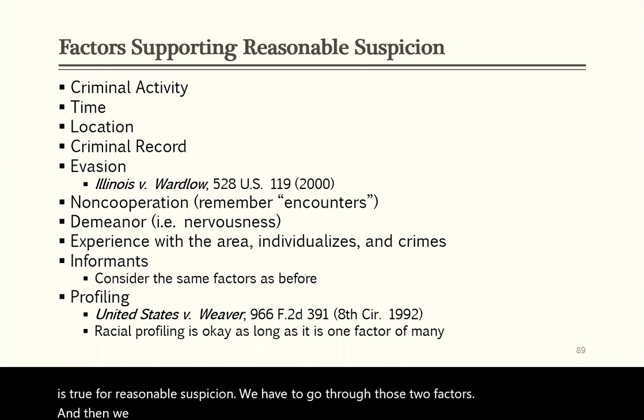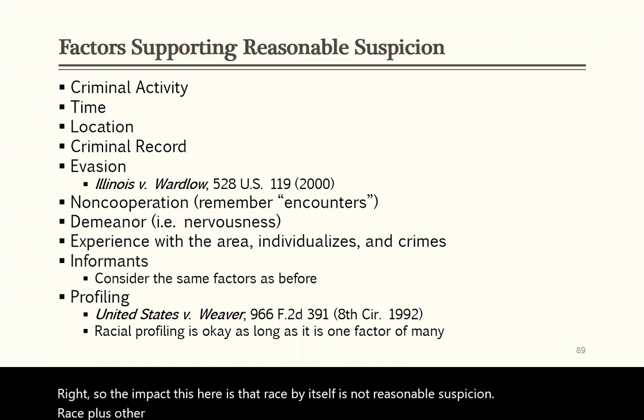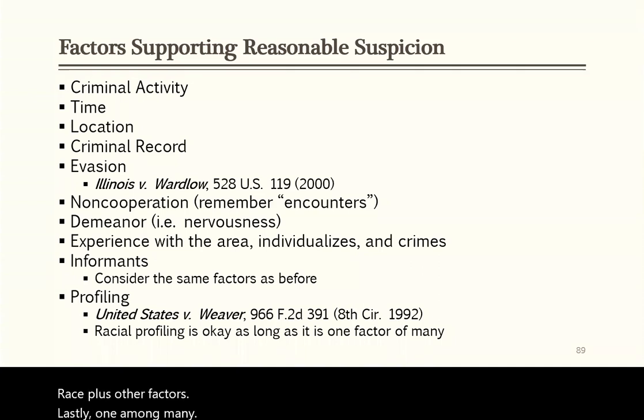And then we have racial profiling. So can race be a factor in gathering reasonable suspicion? United States versus Weaver, the 1992 case, tells us yes, and the Supreme Court hasn't overruled it. Racial profiling is generally okay as long as it is one factor of many, right? So the impetus here is that race by itself is not reasonable suspicion. Race plus other factors, it has to be one among many, you can consider race, right?